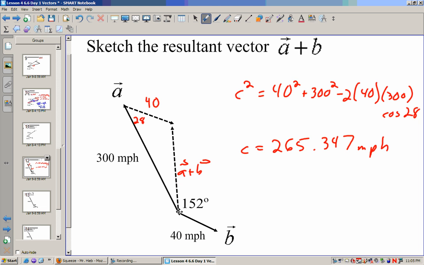So even though the plane is trying to fly at 300 miles per hour, it actually, with this wind, is only flying 265.347 miles per hour.